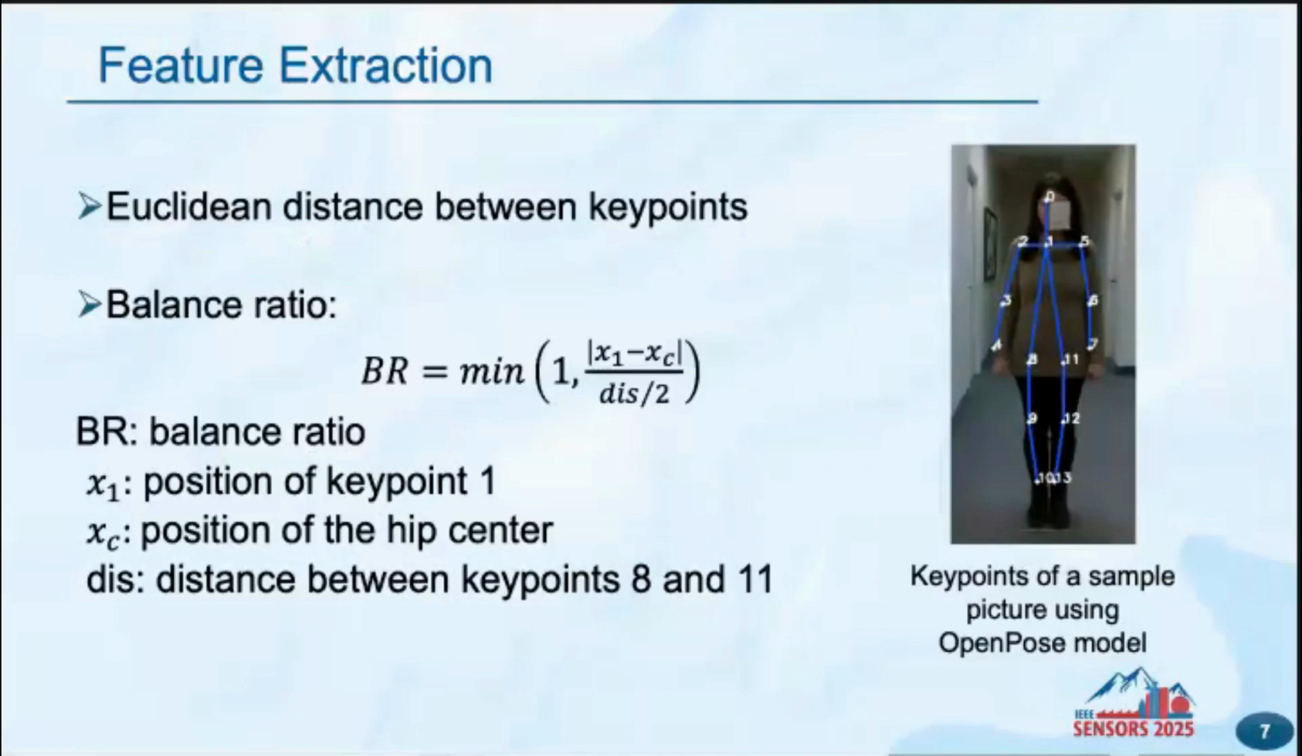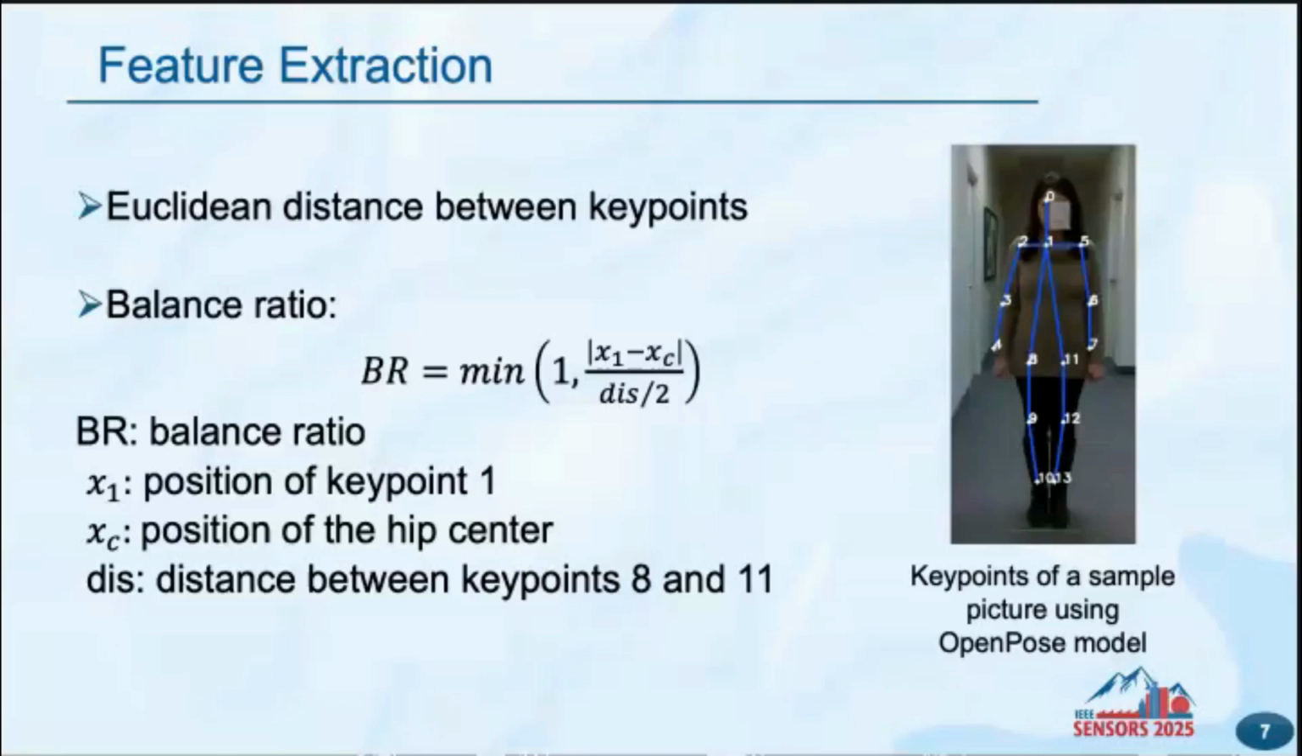So what I wanted to say is that after extracting the key points, we have the scaled key points of all participants in all frames. But for the feature extraction stage, we use two main features. The first one is the Euclidean distance between key points, between each key point.